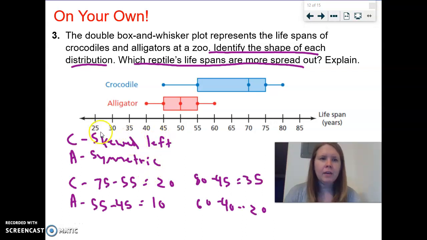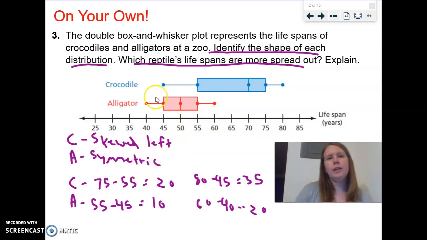Alrighty, coming on back. What I did first is identify the shape of each distribution. So my crocodile here is skewed to the left because the left whisker is larger. That's how I decide which way it's skewed, is which whisker is larger. It's the left whisker, so it's skewed left. Alligators, so A is symmetric. It looks to be right in the middle. My whiskers look to be about the same size.